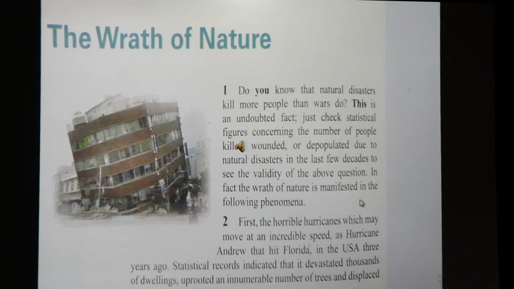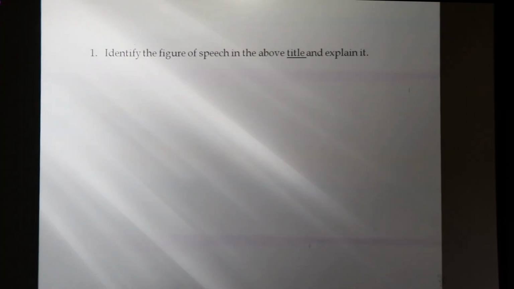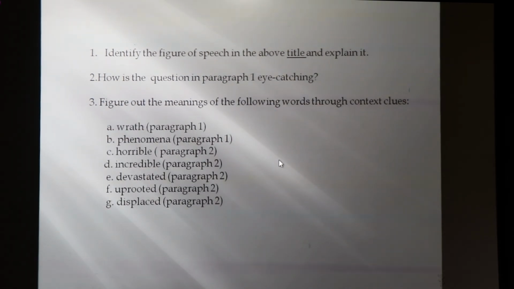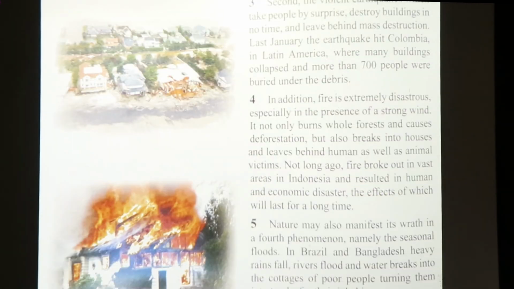Here we have 2 paragraphs. I'm going to ask you to read the 2 paragraphs. And then after you finish reading the paragraphs, identify the figures of speech in the above title and explain it. Why did we use the word wrath for nature? How is the question in paragraph 1 eye-catching? How did it draw your attention? After you finish reading, please refer to the paragraphs again to find out the meaning of these words through context clues. Every word is indicated in which paragraph. So you have wrath, phenomena, horrible, incredible, devastated, uprooted, and displaced.